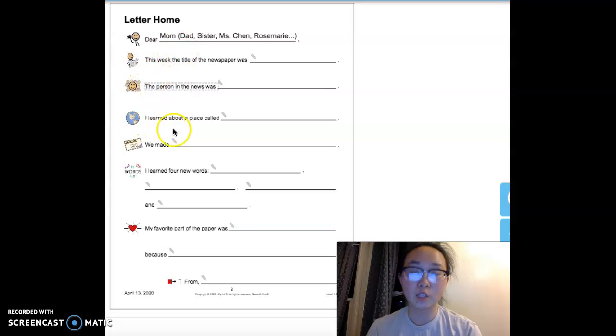It's 3 questions actually. This week, the title of the newspaper was, so what did we read about? If you look on your what section of your webbing page, or if you look at the title of the article, it'll tell you. It was Greta Thunberg and Earth. You can always pause while I'm typing this because I know I might be going a little too quickly.